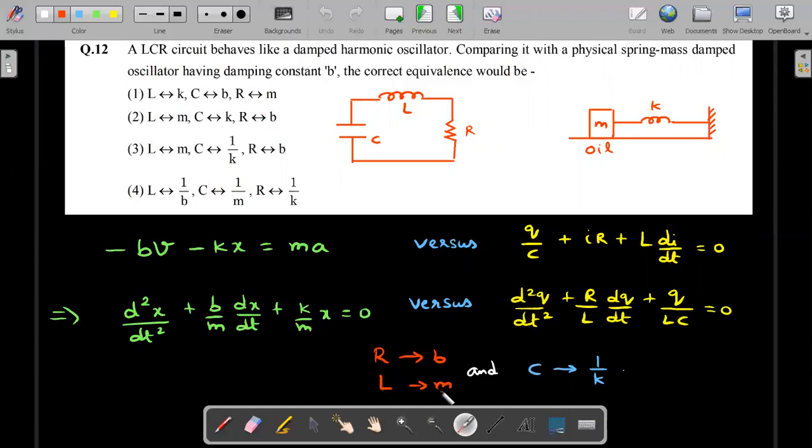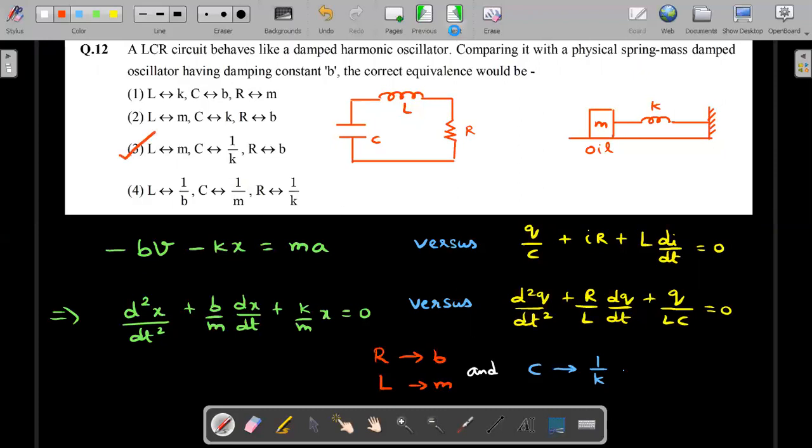And also inertia of mass in mechanics is related to the inertia of the inductance, which doesn't allow flux to change abruptly. Slightly more or slightly less straightforward thing is that C and K are inversely related to each other. So taking these things into account, you could see that the option is 3.